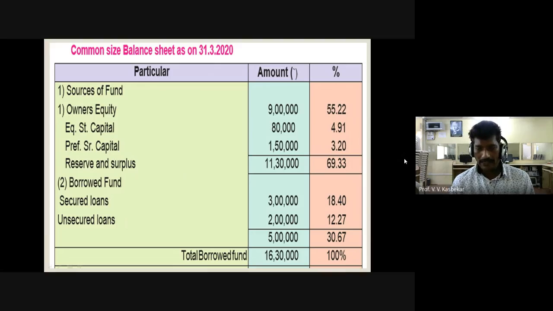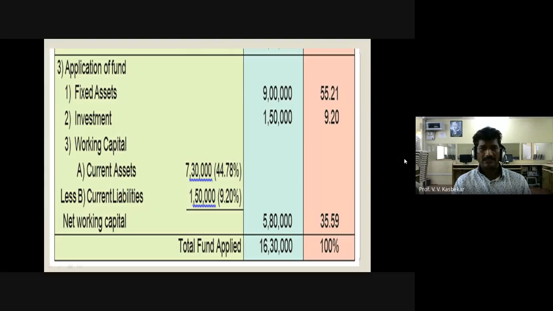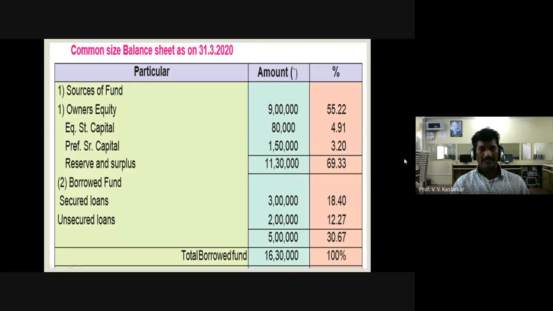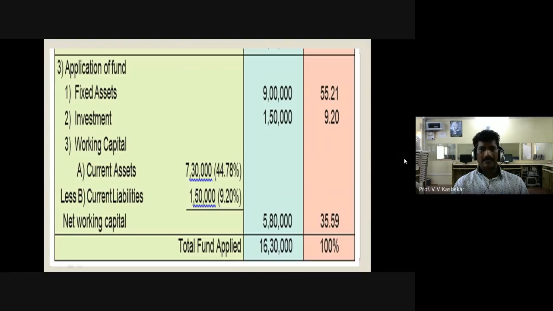Okay, and now application of funds, we have arranged the asset side of the balance sheet in vertical manner. We call it application of funds. At first, it was sources of funds. All the liability items we have arranged in vertical manner, and it is called sources of funds. Now the asset side, arranged in vertical manner, is called application of funds. That means utilization of those funds.